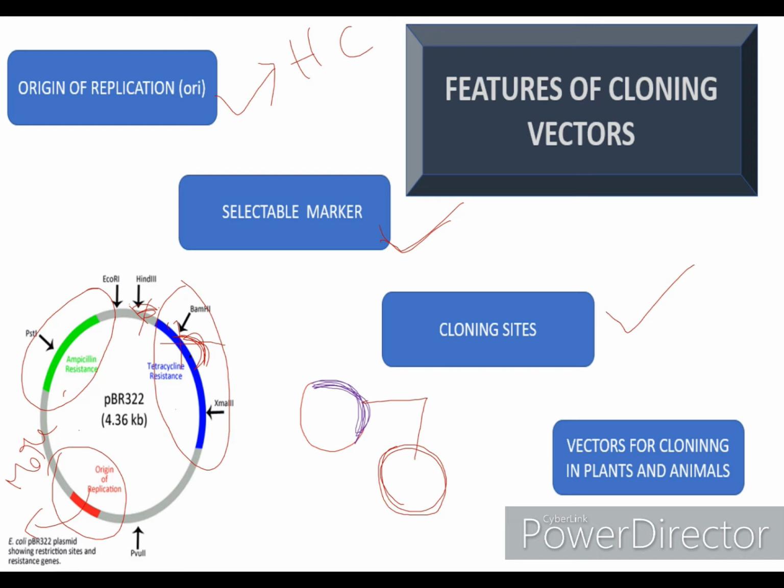Vectors for cloning in plants and animals. There are some vectors which can be used in transferring the desired gene to plants and animals. Not only in human beings, in plants and animals also we can send the recombinant DNA genes using some vectors. These features I will discuss in my next video.